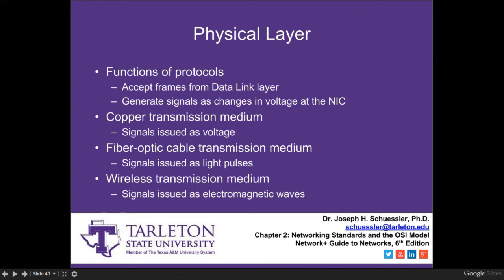Okay, now the last layer of the OSI model is the physical layer. And the functions at this layer are to accept frames from the data link layer, the layer above, and generate signals as changes in voltage at the NIC. So we've got several different types of mediums that are typically used: copper, fiber optic, and wireless. Copper is certainly the most common, or has been the most common for a very long time. Unshielded twisted pair and shielded twisted pair are relatively inexpensive. They perform well. They're good choices in general.